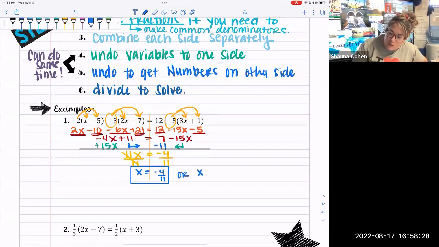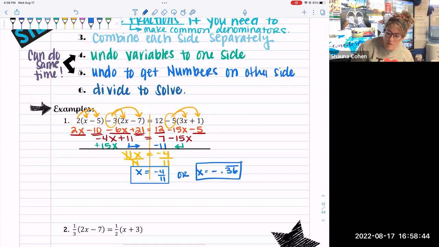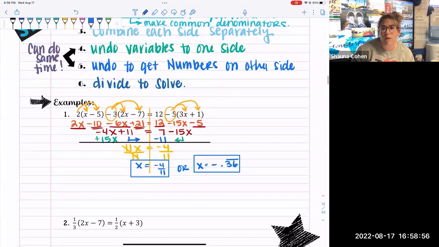You could also turn that into a decimal, and it is -0.36363636. So it's just going to repeat over and over again. The edge of the calculator has a 4 because the calculator rounds at the edge, but it's really going to go forever. I don't care how you write it. Usually we leave things in fractions because they're the most correct, but it doesn't make a difference.